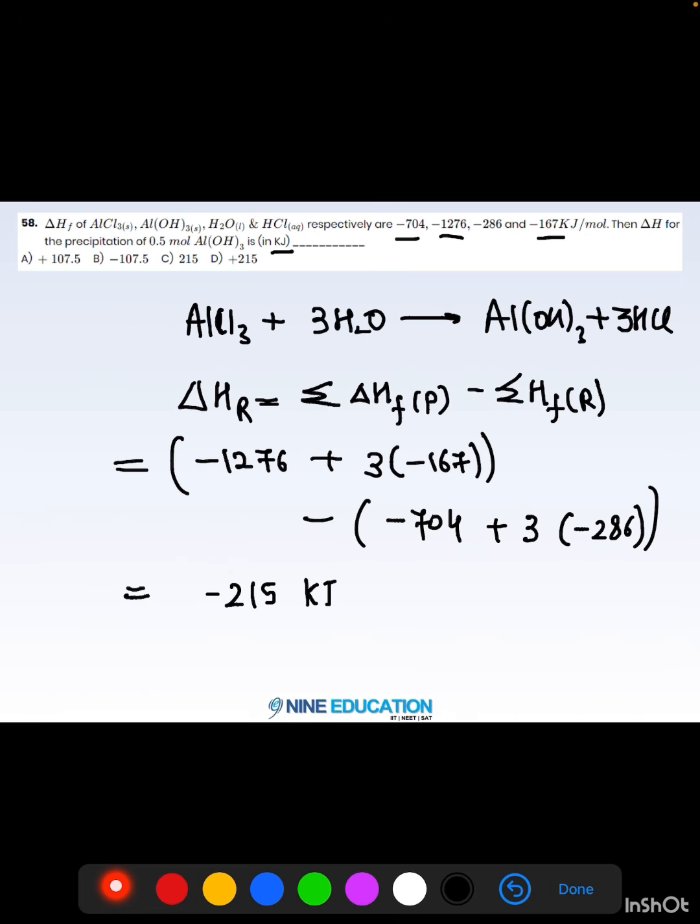Now the equation which we have solved is for 1 mole of Al(OH)3, but they are talking about delta H for the precipitation of 0.5 mole Al(OH)3. So for 0.5 mole, we simply multiply by 0.5, which means the answer should be just half. So option B should be the correct answer here, -107.5.